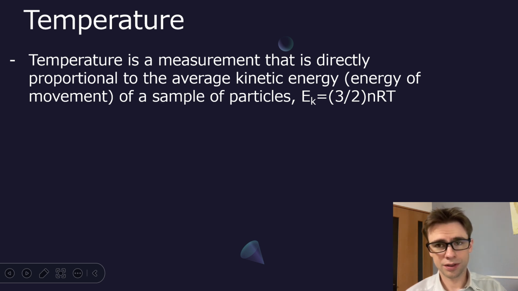R then is what's known as the universal gas constant. It's about 8.31 joule per Kelvin per mole. Again, we haven't learned that yet, but it's something that will sort of transform our moles of gas N and our temperature T into a kinetic energy. So without doing that transformation, temperature is not a measure of energy.